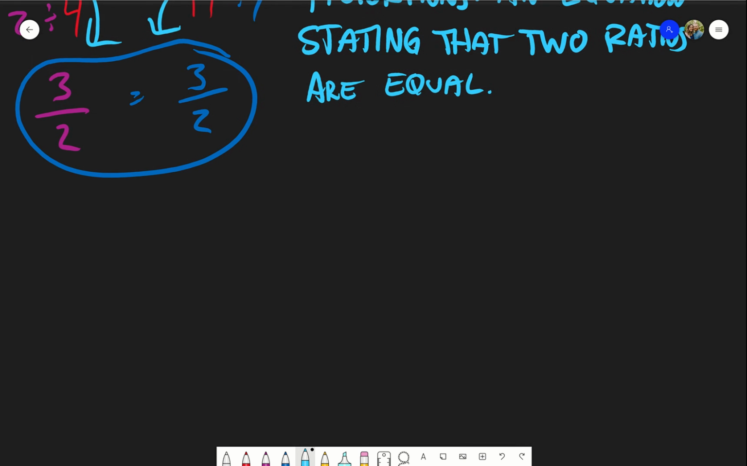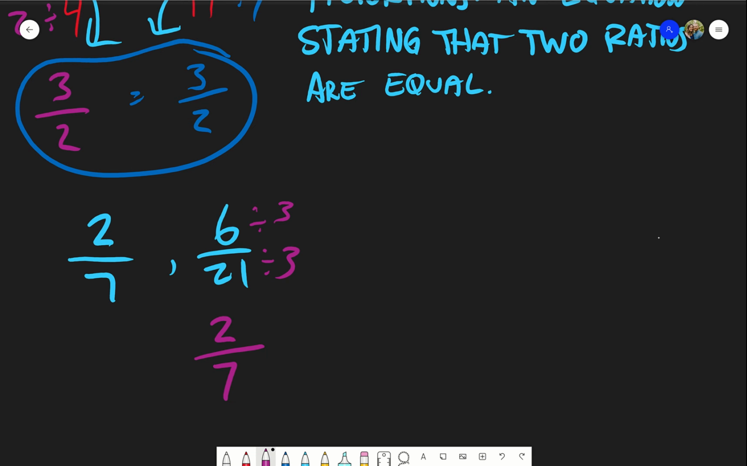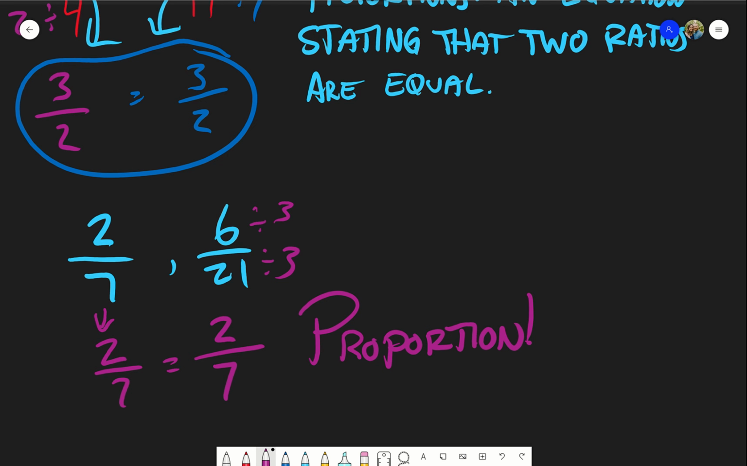Another example we might have is something like 2/7 and 6/21. Are these equal? So let's try and simplify. 2 and 7, that's as simple as it goes. It doesn't get simpler than that. But 6 and 21 can both be divided by 3. 6 divided by 3 is 2. 21 divided by 3 is 7. This is still 2/7. These are equal. This is a proportion. Woohoo! This is a proportion.